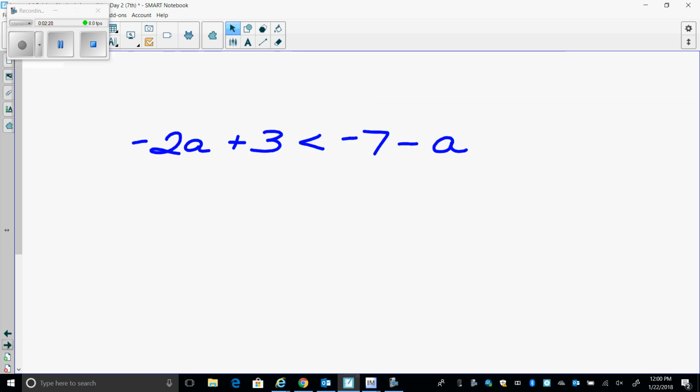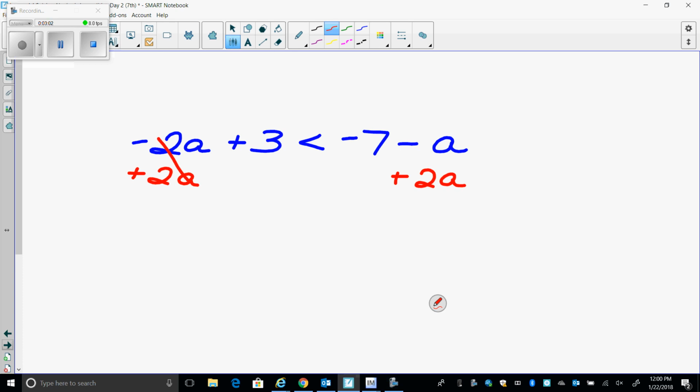Let's look at one last example, a little more involved. You'll have some problems that you're doing tonight that are very similar to this. So we have negative 2a plus 3 is less than negative 7 minus a. Very first step, get your a's together. We have negative 2a on the left, we have negative a on the right. We always say in class that we move the smaller one. So negative 2a is actually smaller, so I am going to do the opposite and add 2a. Those cancel out, add 2a over here.